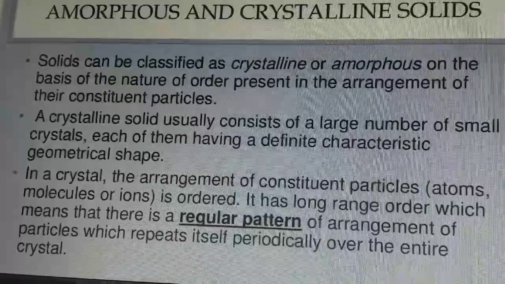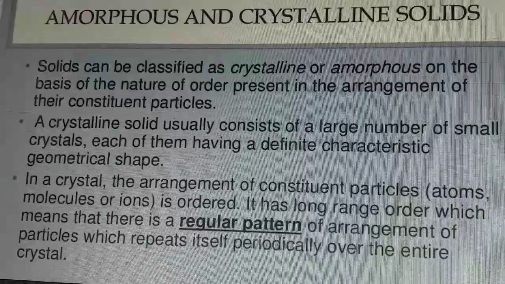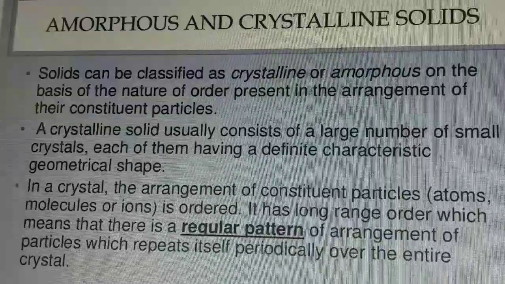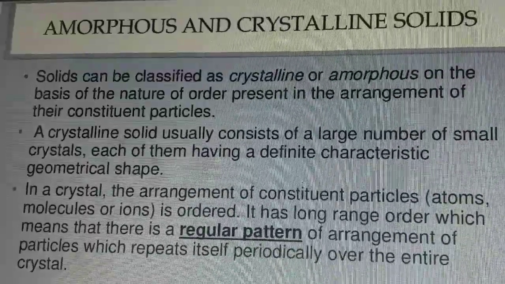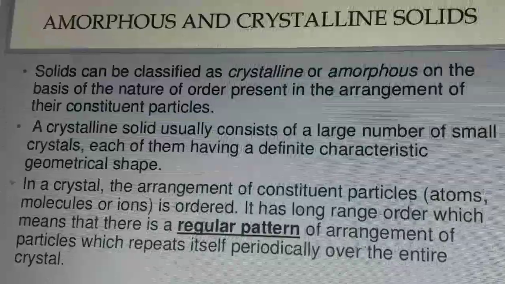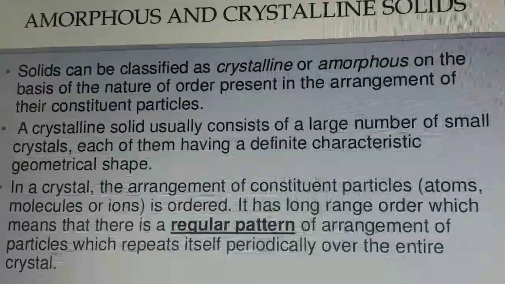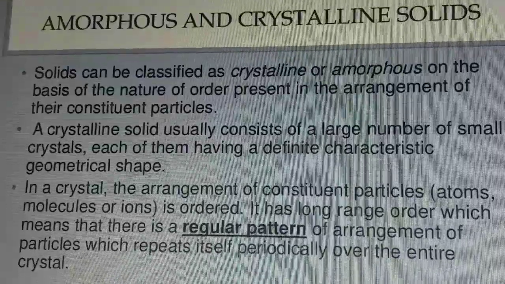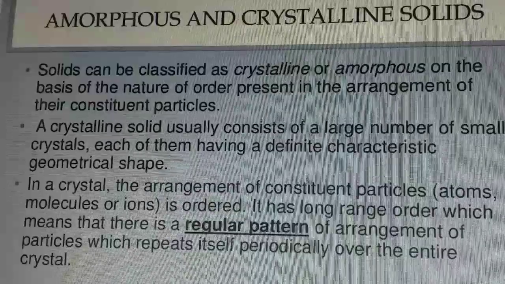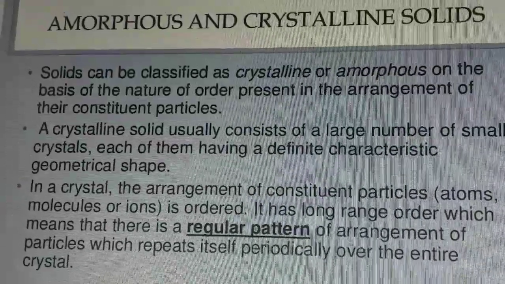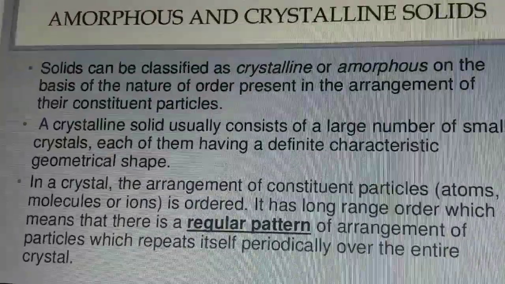Now the general characteristic properties of solids we have discussed already. Now how are they classified? They can be classified in many ways, and one of the ways is based on the arrangement of the constituent particles, whether they are orderly arranged or disorderly arranged throughout the solid. So based on that, they are classified into two types: one is amorphous, another is crystalline.